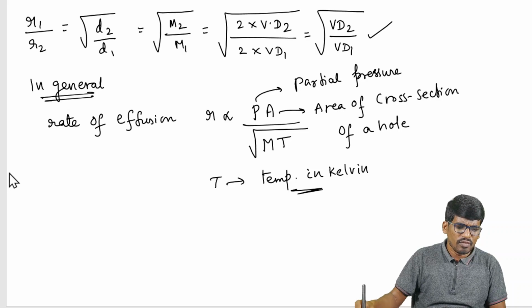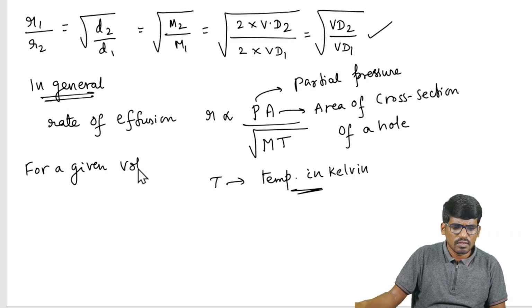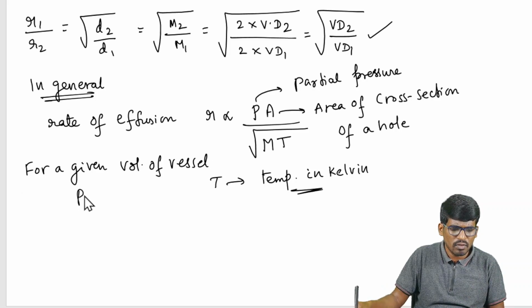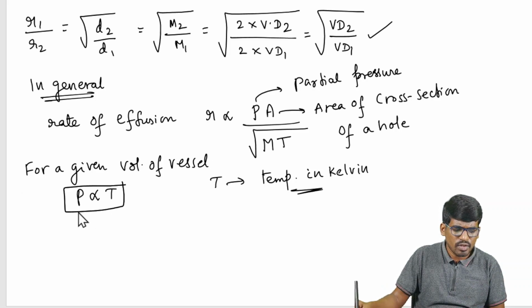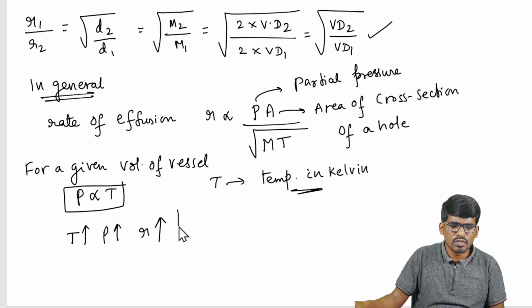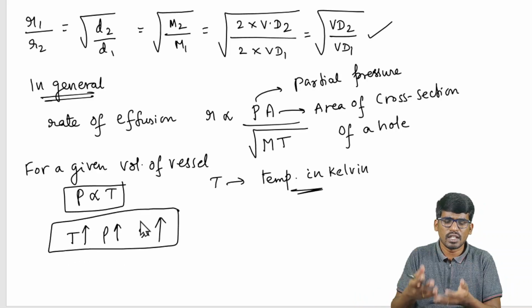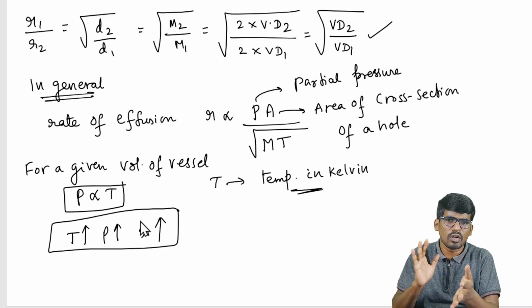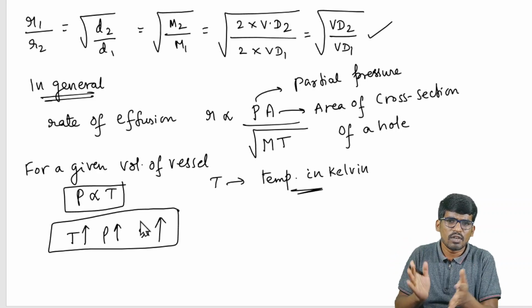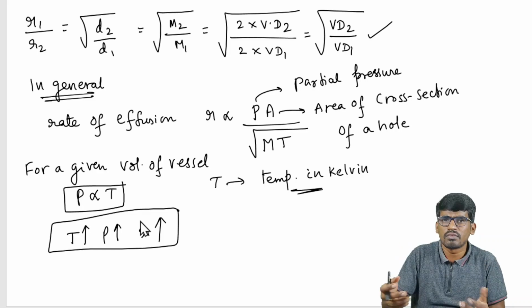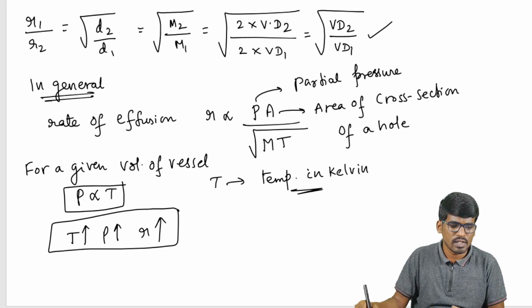Now, in a similar way, as you know, for a given volume of vessel, that means the volume of the container V is going to be constant, P is directly proportional to temperature. That indicates as temperature increases, pressure also increases, then the rate of effusion also increases. By that, you are applying more and more pressure, so more and more amount of the gas is trying to escape as pressure increases, isn't it? In that case, R is directly proportional to P here itself.